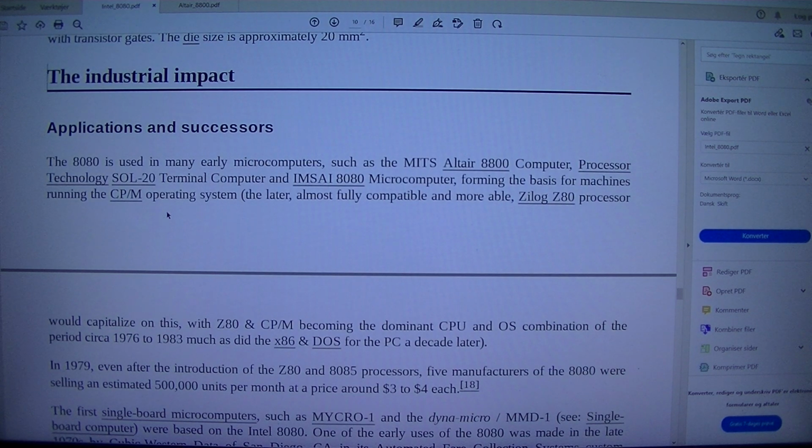Yes, now I lost the text. I don't know where the text is.